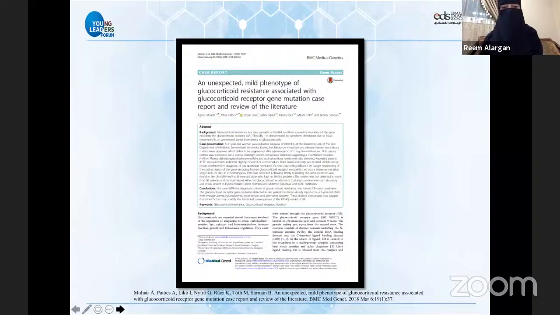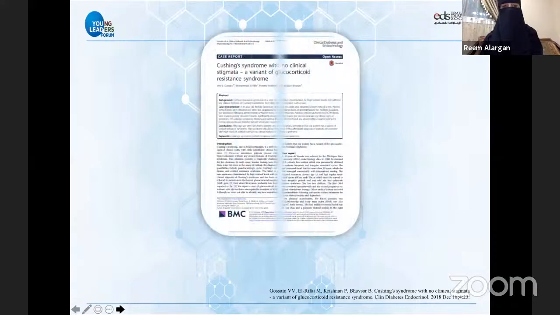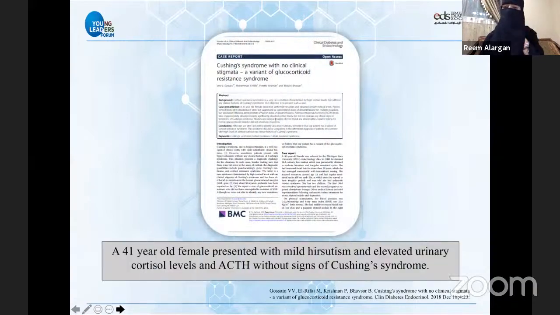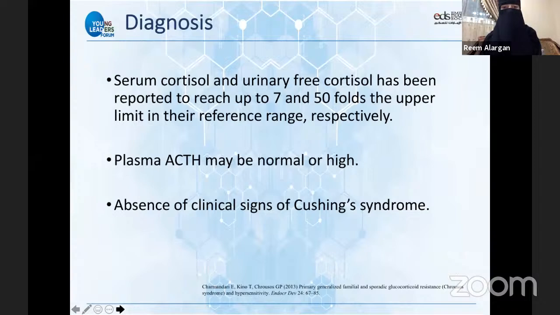After our case report, we found also four cases which were published. One patient was published in 2018. She presented similar to our patient, with infertility. She had high salivary cortisol, suppressed cortisol to dexamethasone, and high urinary cortisol. And her sister was also positive for the same mutation, but the sister was asymptomatic. And the same mutation was also reported before in a child with hypoglycemia, hypertension, and hypokalemia. Another report was published after our report, and this patient presented mainly with mild hirsutism with elevated urinary cortisol and ACTH without signs of Cushing syndrome. And in 2019 and 2020, two more reports were published of the same condition.